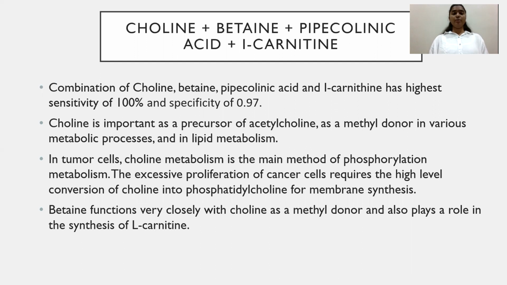In tumor cells, choline metabolism is the main method of phosphorylation metabolism. The excessive proliferation of cancer cells requires high-level conversion of choline into phosphatidylcholine for membrane synthesis. Betaine functions very closely with choline as a methyl donor and also plays a role in the synthesis of L-carnitine.